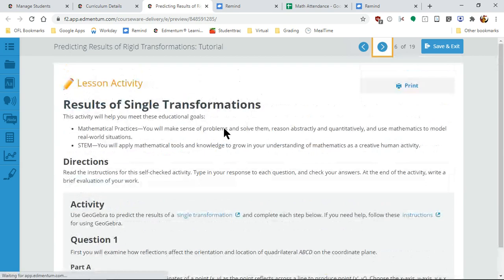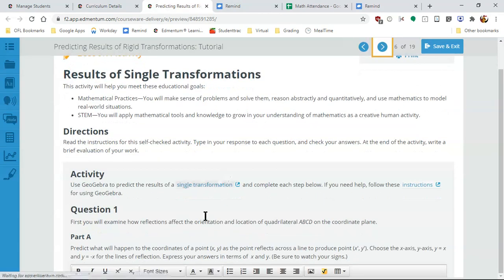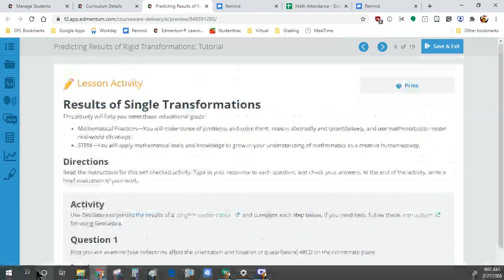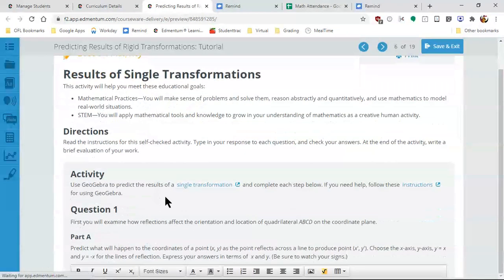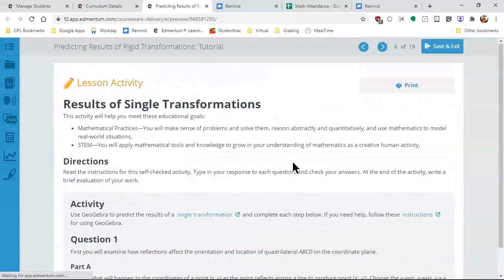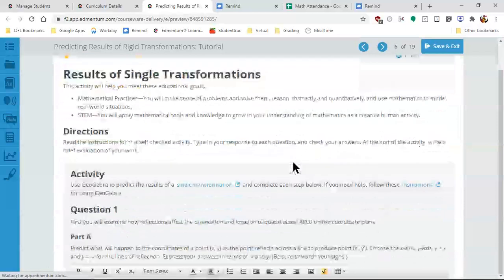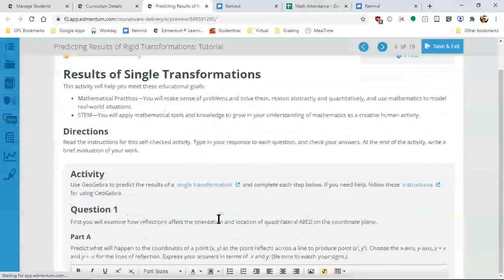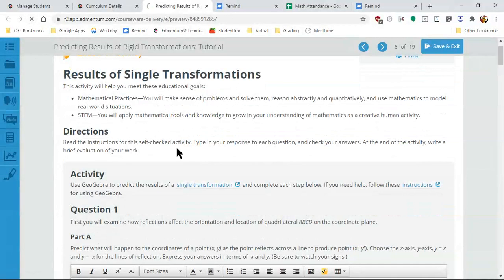So results from a single transformation. So we're going to look at single transformations as soon as my computer loads. There we go. I don't know why it keeps freezing. Let me refresh.